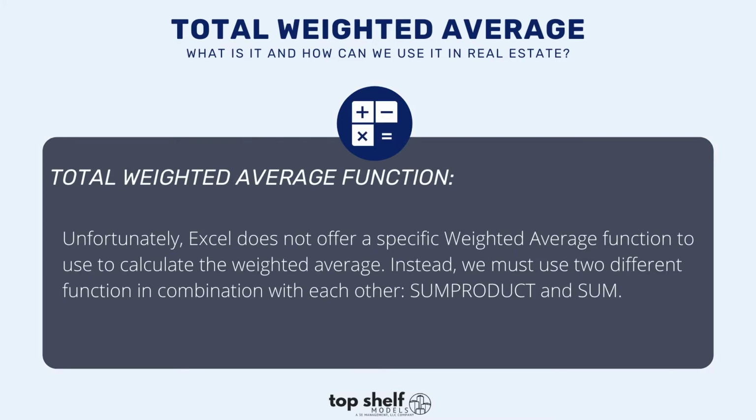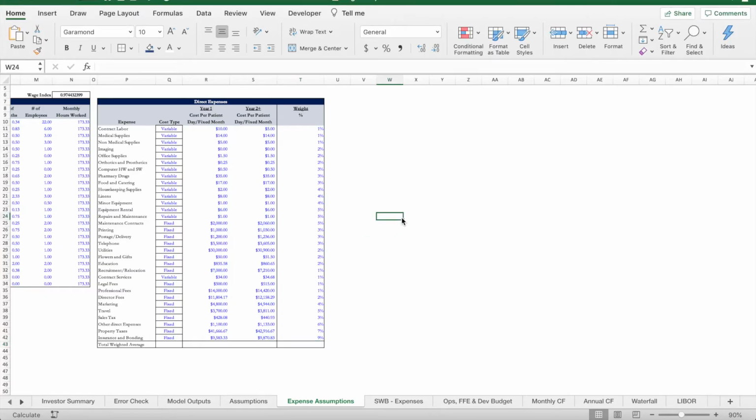Now, unfortunately, Excel doesn't offer a specific weighted average formula, so we use two different functions in combination with each other to do the same thing. And these two functions are SUMPRODUCT and SUM. So if we go ahead and type in SUMPRODUCT into Excel, we can see that we have some parameters to satisfy first. And the first parameter is array 1. This is a required parameter. And this is the first array of numbers that will be multiplied and then summed together. This is typically your values for the total weighted average. So it could be prices, rental rates, or in this example, we'll have expenses.